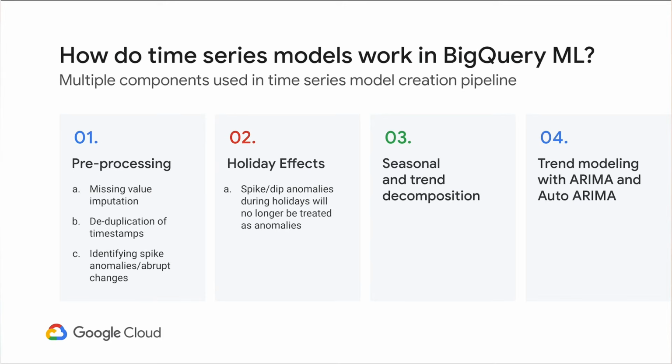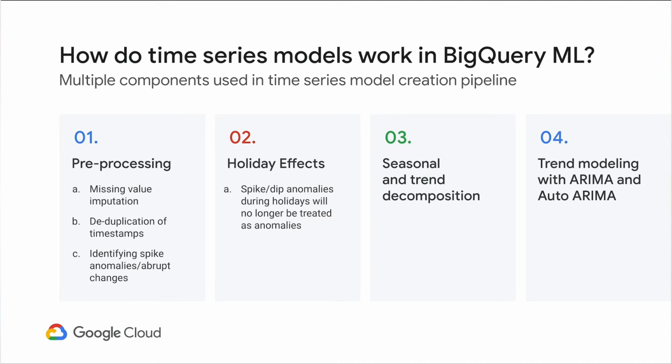So the first step is pre-processing, and this includes automatic cleaning adjustments to your input training data, or your input time series data. This can include dealing with missing values through imputation. It can deal with duplicated timestamps; it'll take the averages. And then there's also anomalies or abrupt changes in your input time series that it will detect and account for before training the model. So what that means is a lot of this cleaning is actually going to be happening before any of the modeling takes place with time series in BigQuery ML.